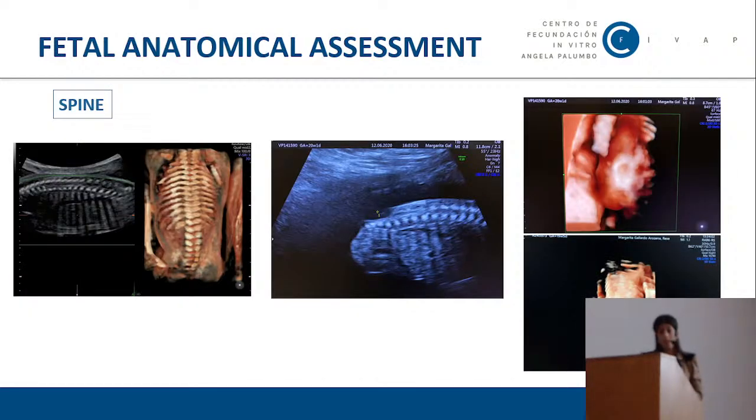That's examples of the 3D of the spine. Here we have the normal spine. We can trace a curved line to get the whole spine and the ribs.